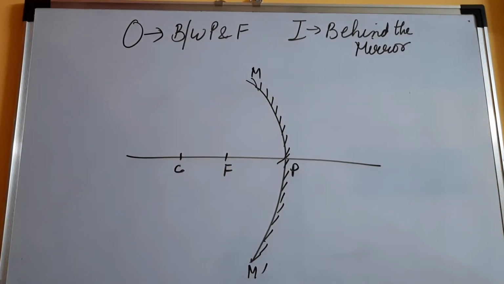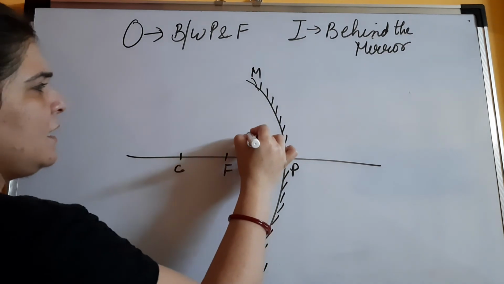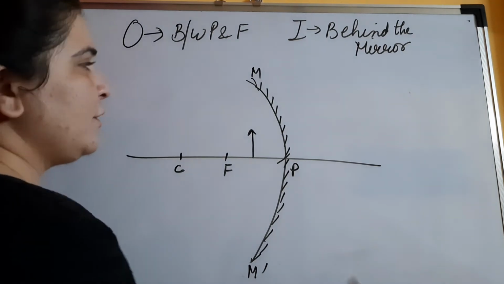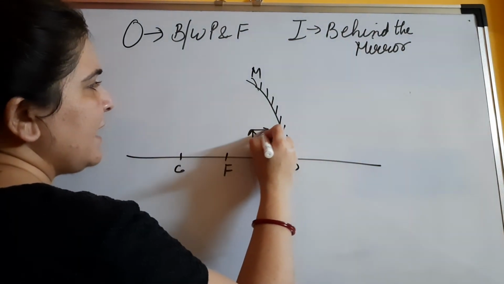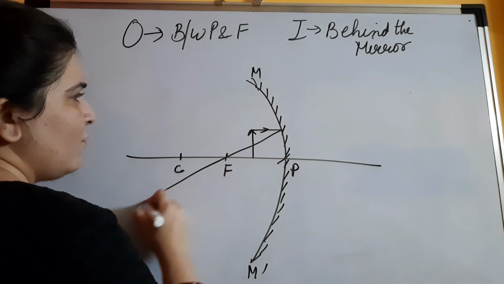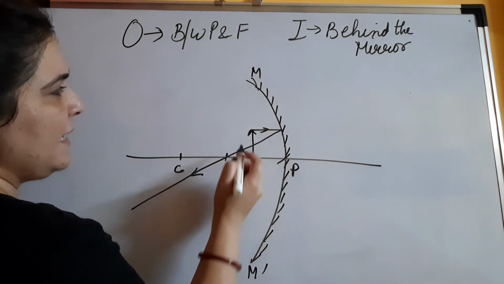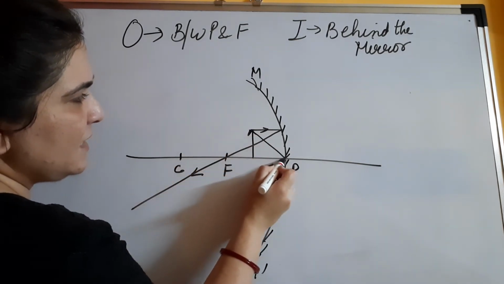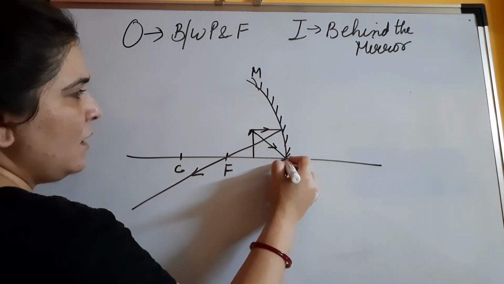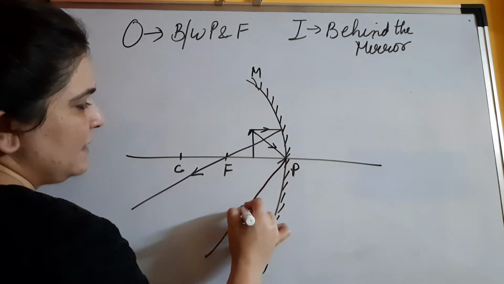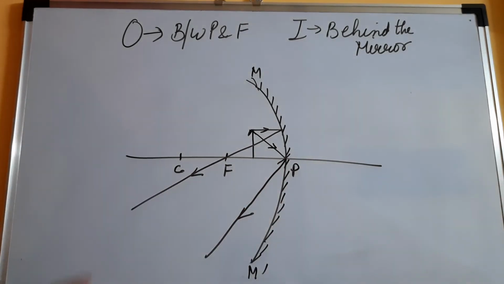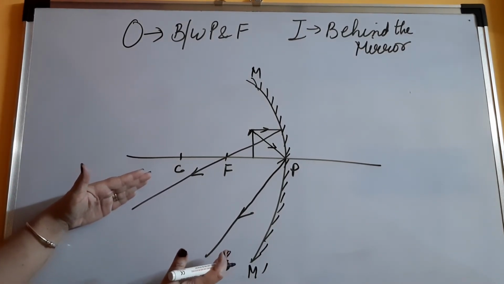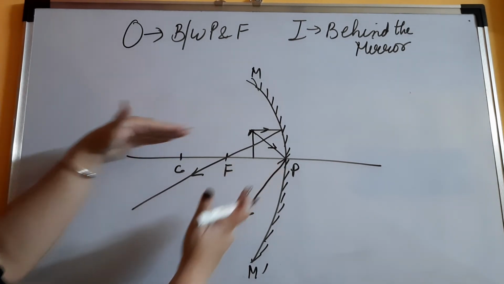So now the object is kept between P and F. It means we have kept the object very close to the mirror. Again, following the same rules, a parallel ray should pass through focus. Now I can take the center of curvature one also, but I am taking the easiest of all. The ray striking the pole will come down, making the same angle of reflection. Now here you can see that these two rays are not parallel, it appears that they are diverging from one point.